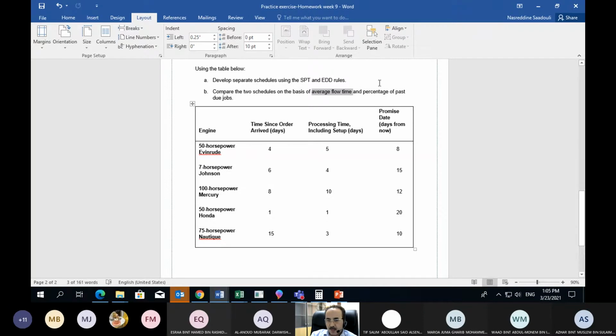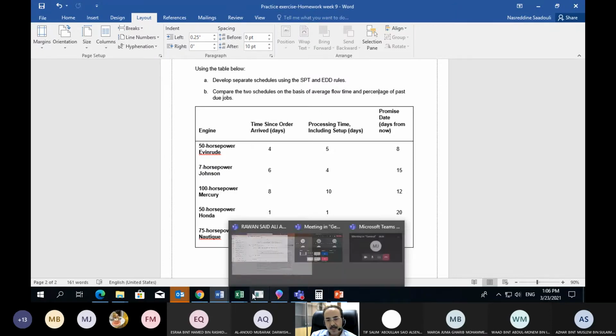How about the percentage of past due jobs? Well, it's just a ratio of how many jobs are past due to the total number of jobs. So I have 5 jobs here. If, for instance, we find that 2 of them are past due. Now, how do I know that they are past due?